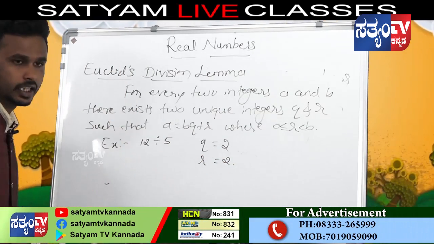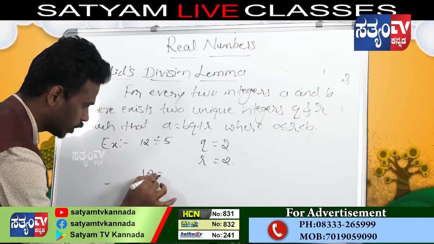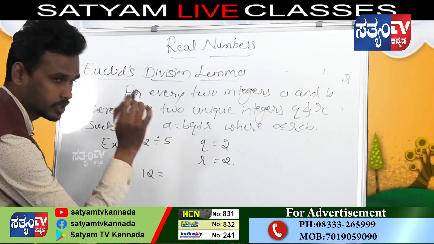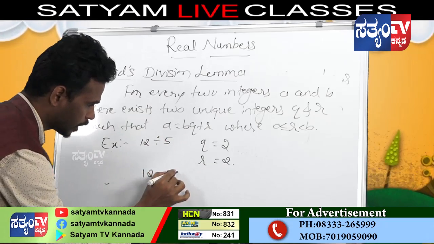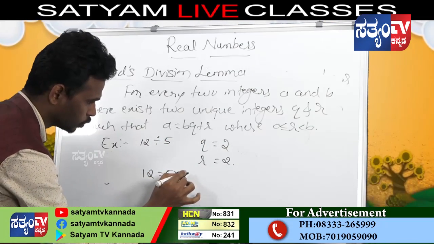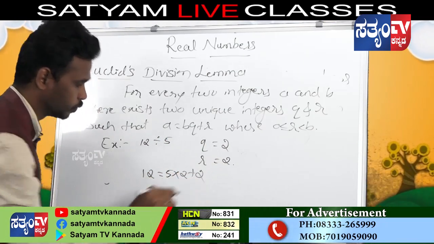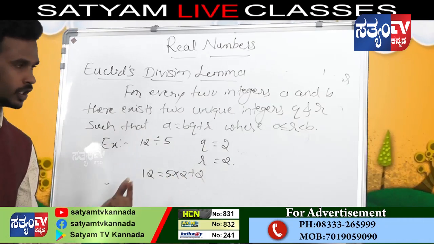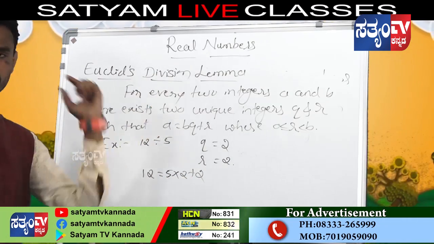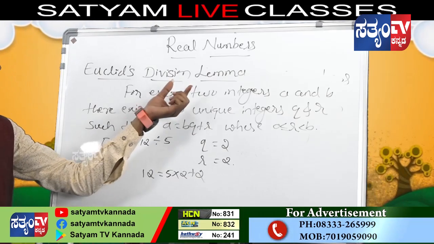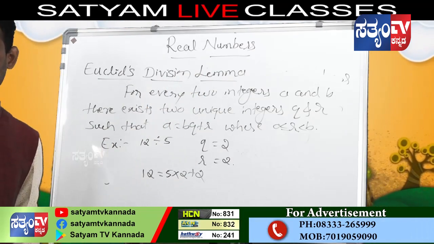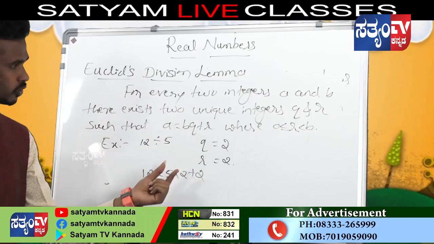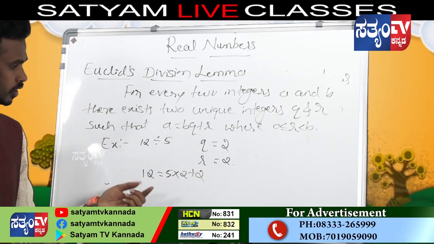So we can write this as 12 is equal to, so that is b. B means divisor. So here the divisor is 5 into quotient, that is 2, plus remainder is 2. So 12 we can write as 5 into 2 plus 2. So this is Euclid division lemma, and the board has deleted this portion, but we are going to use this in exercise 1.3, so I am explaining this one.